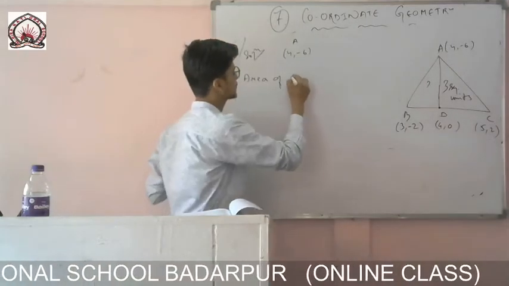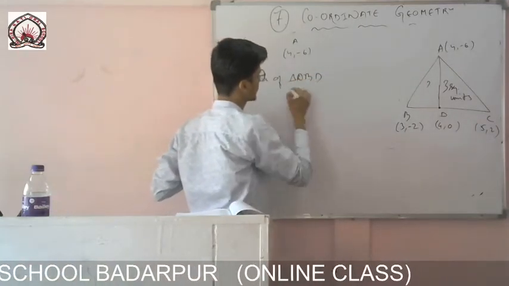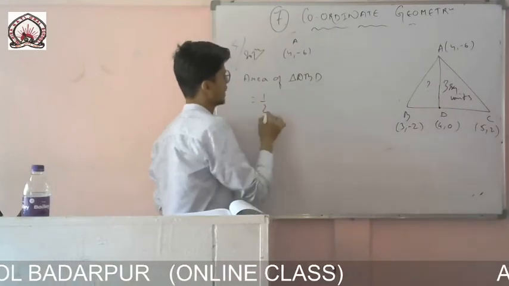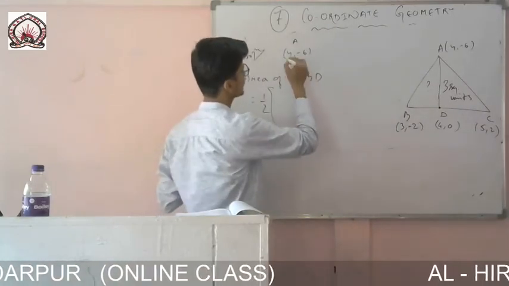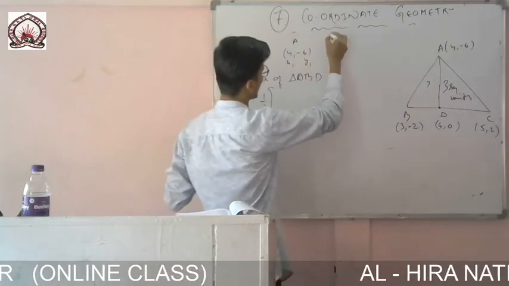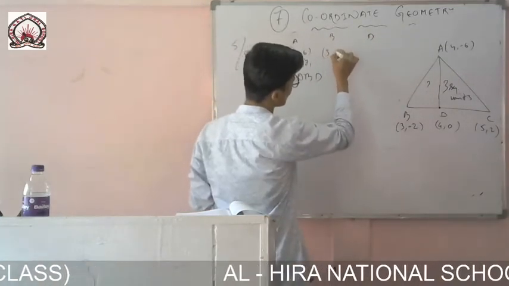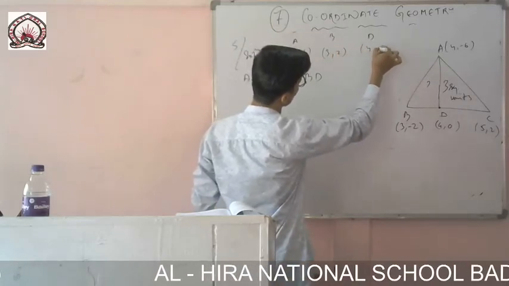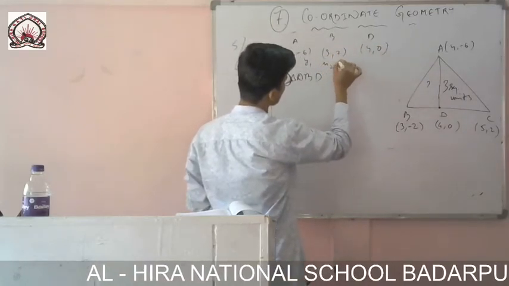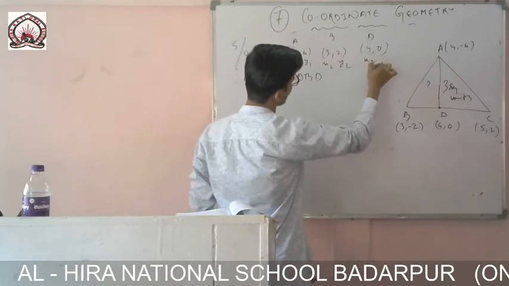So now, area of triangle ABD. Like earlier, let me write here: x1 y1, then A, then B, then D. What is the coordinate of B? It is (3, -2), and D is (4, 0). So this will be x2 y2, and this will be x3 y3.